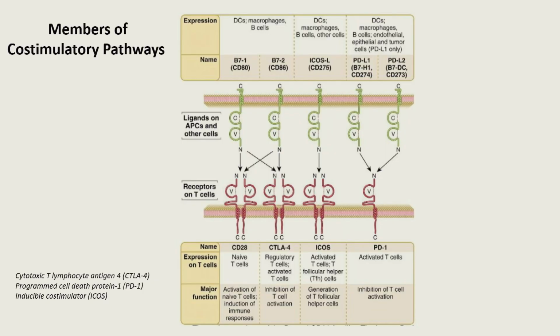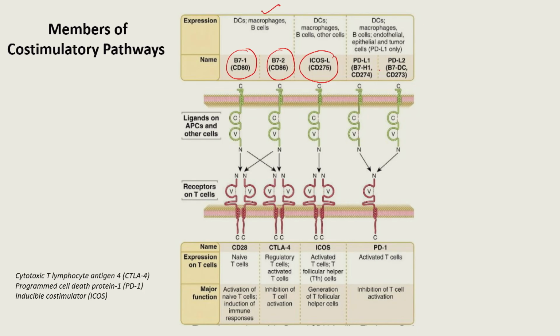Some of the molecules expressed on, say, dendritic cells and macrophages are B7-1, which is also called CD80, and B7-2, which is also called CD86. There are other molecules such as CD275, which is also called the ICOS ligand, which is present on dendritic cells, macrophages, B cells, and many other cell types.